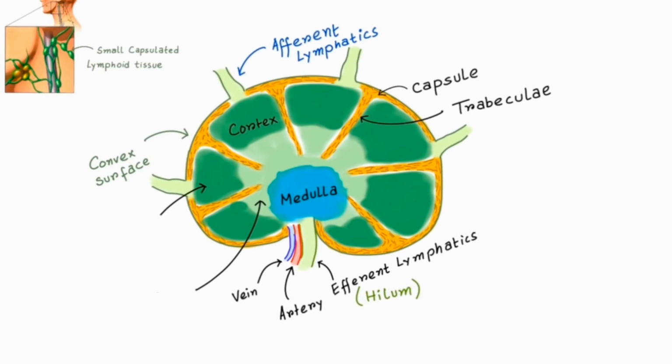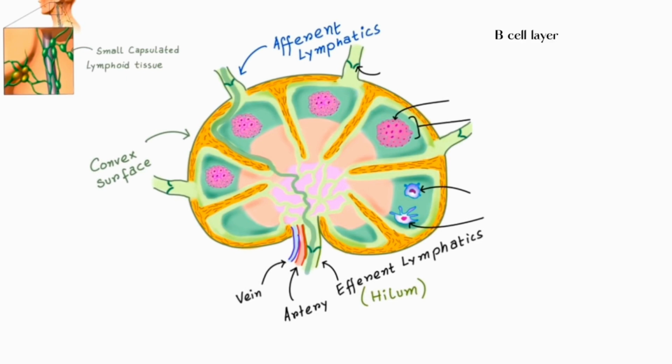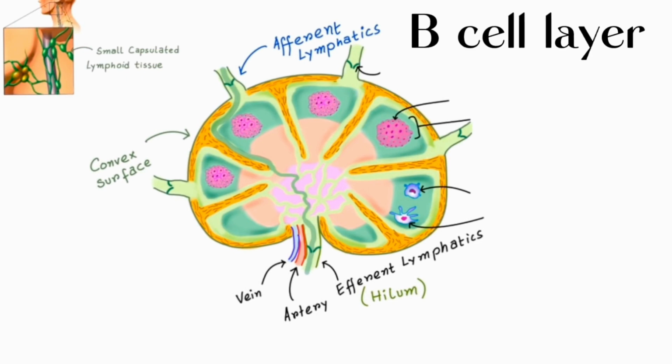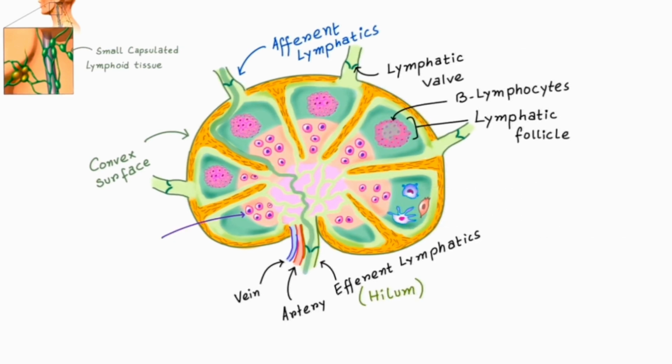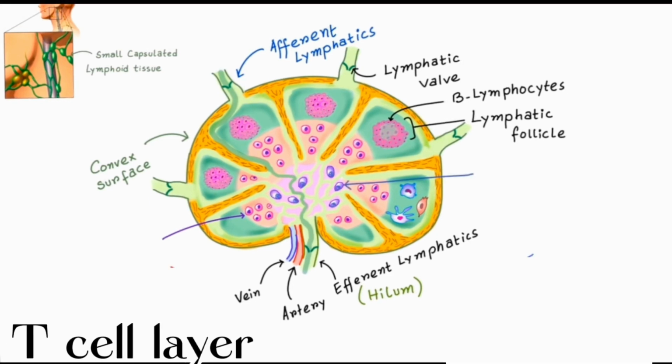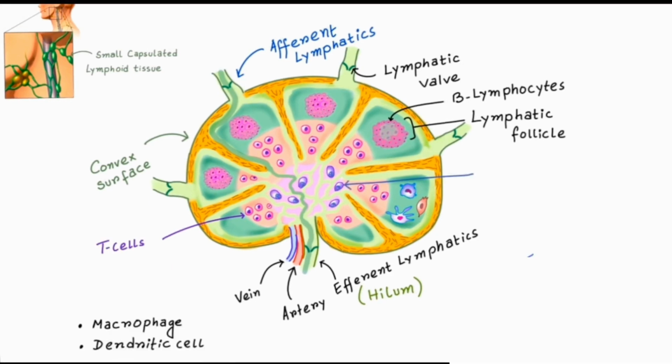Cortex is further subdivided into outer and inner cortex, also called paracortex. Outer layer is called B-cell layer, as it is mostly made up of B lymphocytes that are arranged in follicles which have dark staining centers called germinal centers. In addition, it may also contain other cells such as macrophages and follicular dendritic cells. Meanwhile, paracortex is also called T-cell layer, as it is made up mostly of T lymphocytes with macrophages and dendritic cells as well. Going deeper, we will reach the innermost layer, the medulla, which has the presence of plasma cells.